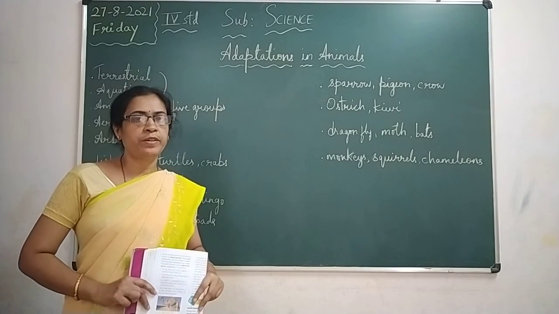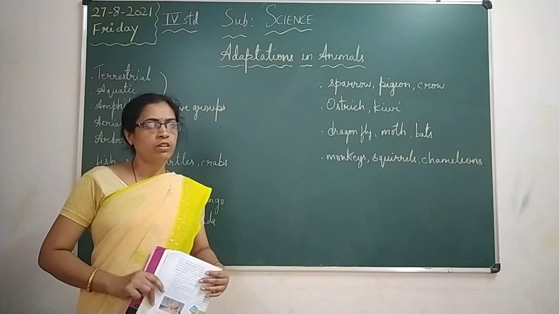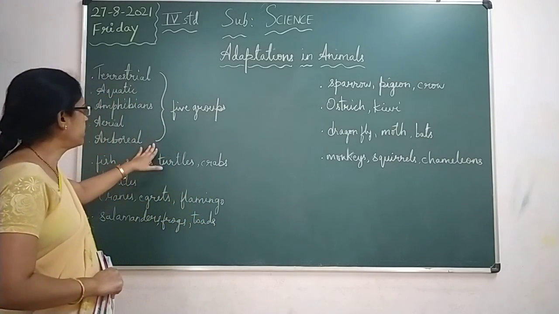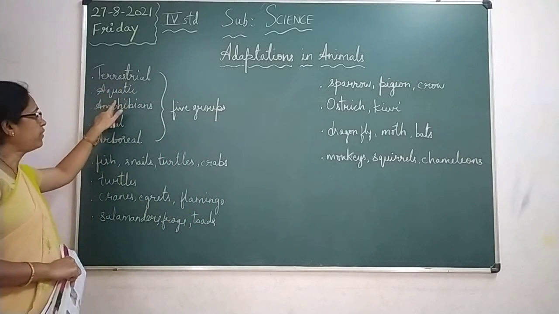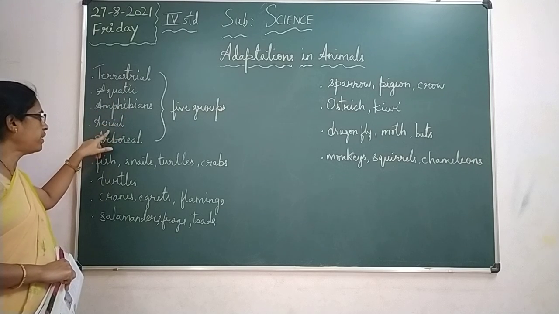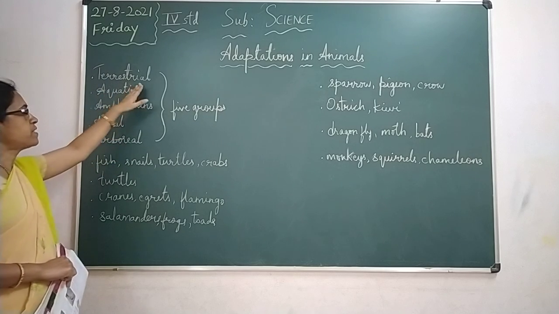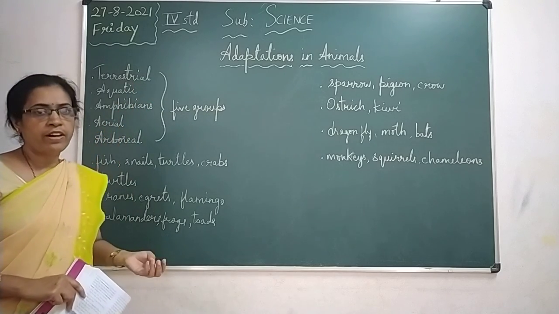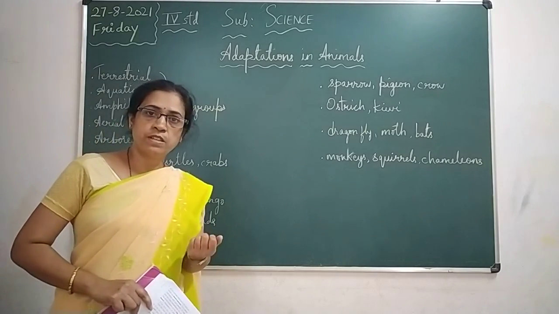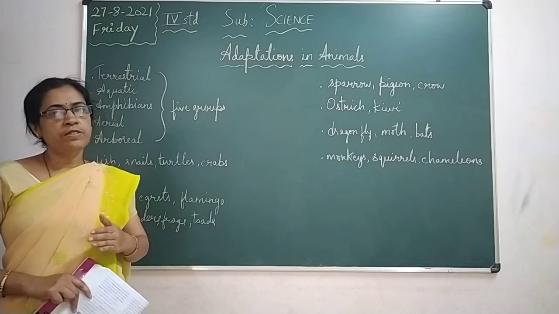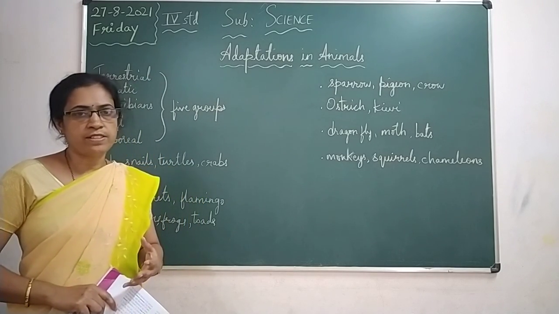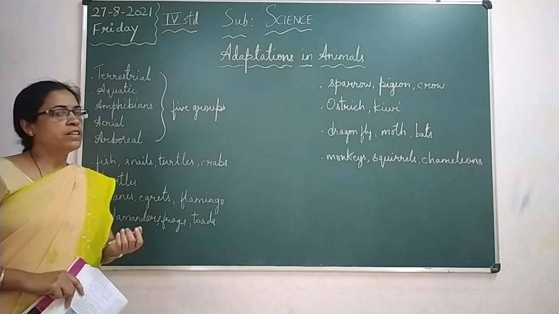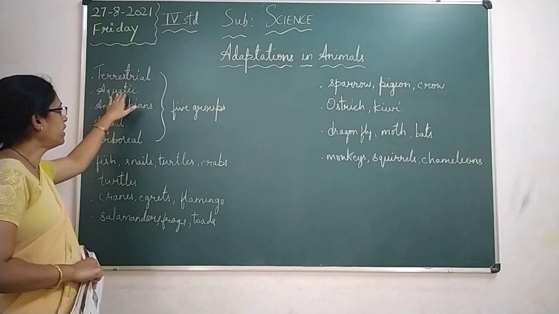Divided into 5 groups. So what are the children? What are the 5 groups? So already I have written here: terrestrial, aquatic, amphibians, aerial and arboreal. So terrestrial animals, we have learned how these animals survive and how they develop special features to live, survive and adjust to the surroundings. Isn't it? We have learned about that. So let us today learn about the aquatic animals.